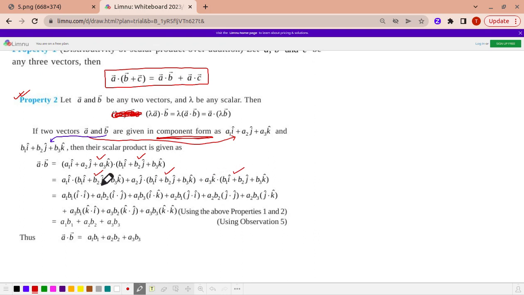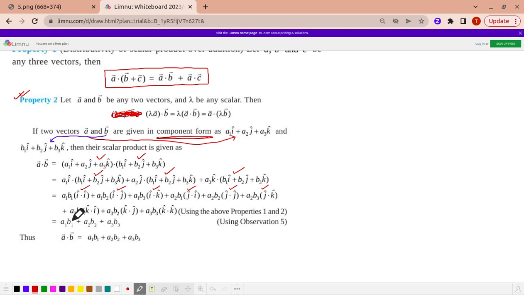After that again we are going to do the same thing, the distributive property. So we get A1 B1 i cap dot i cap plus A1 B2 i cap dot j cap, A1 B3 i cap dot k cap, and the other things are self-explanatory. Now we know that i cap dot i cap is equal to 1, j cap dot j cap equal to 1, k cap dot k cap equal to 1.